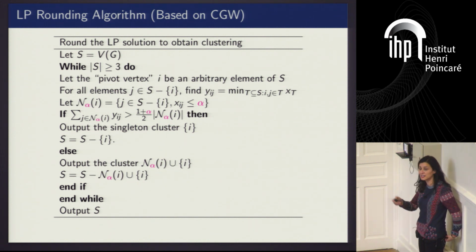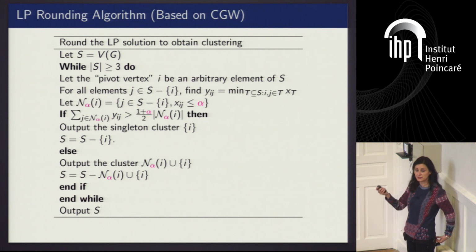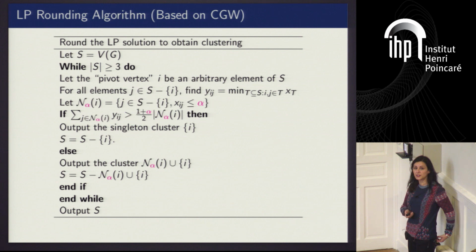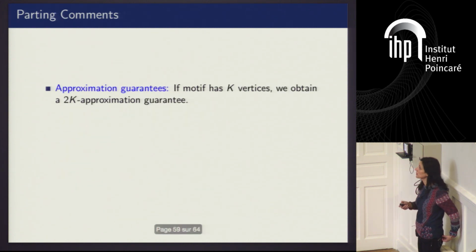If you're interested in this problem, we managed to show that there exists a constant approximation algorithm that will partition triangles or any k-motif, meaning a motif involving a subgraph with k vertices, where the constant is basically a linear function of the number of vertices in the motif. So if you have 3 vertices, if you have triangle motifs, the approximation will be a 6 approximation.